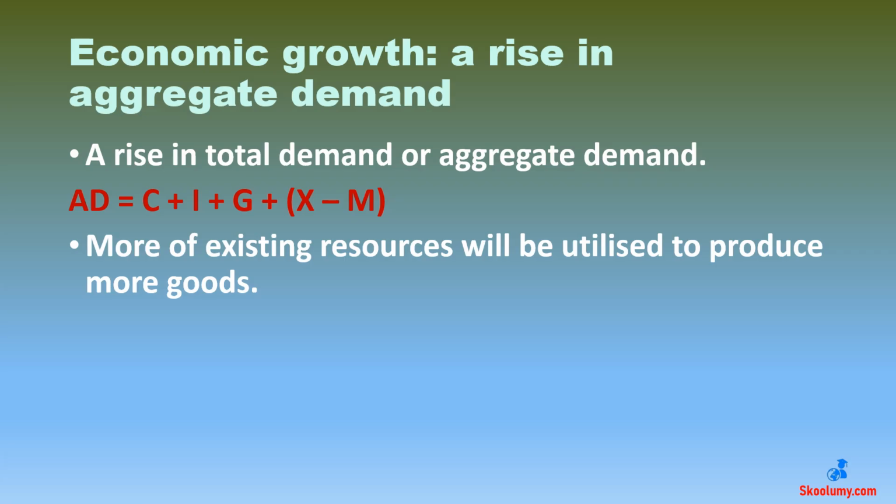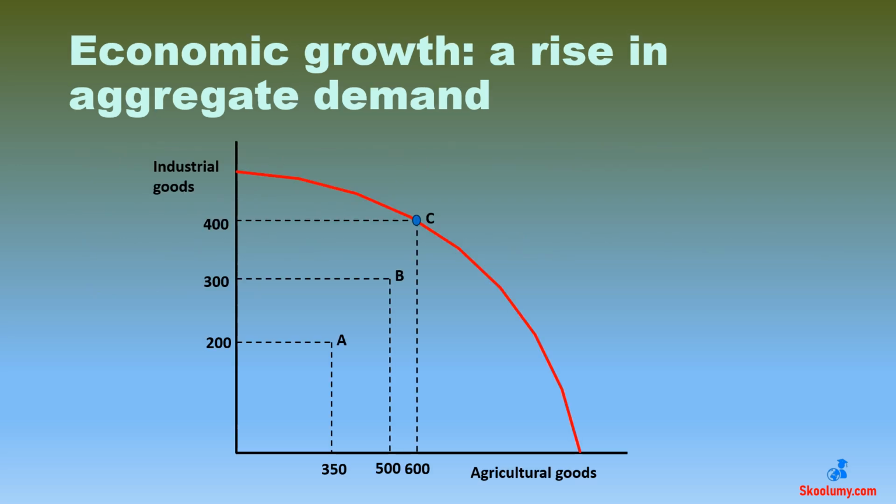Remember that aggregate demand is the sum of consumption, investment, government spending, and net exports. It has the same formula as GDP. This means that if any of the components of the GDP rises, such as investment, GDP will rise, thereby leading to economic growth. The production possibility curve, PPC, can be used to show economic growth.